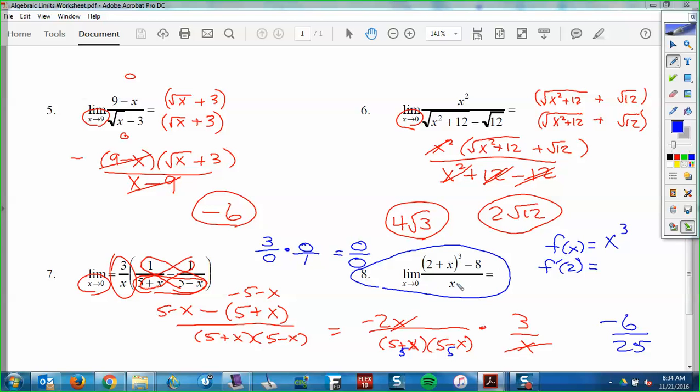By the way, what did you guys get for number 8? You got an answer? You got 12? Should have got 12, right? When you worked it out. Well, we know the derivative of x cubed. What's the derivative of x cubed? 3x squared. Now put a 2 into that.